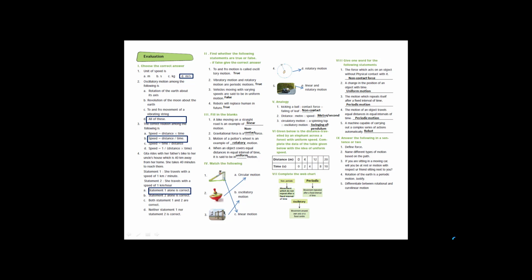Answer is periodic motion. Number 4. The motion of an object that travels equal distance in equal intervals of time. Answer is uniform motion. Number 5. A machine capable of carrying out a complex series of actions automatically. Answer is robot. The ninth is answer the following in a sentence or two. So you need to identify the answers in the book and try to write them in your notebooks.